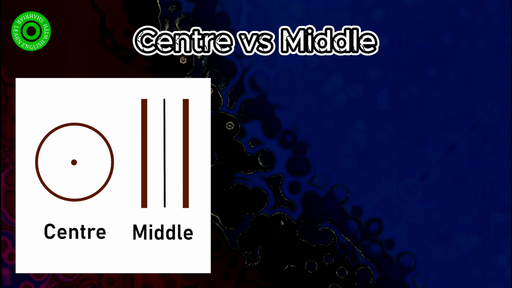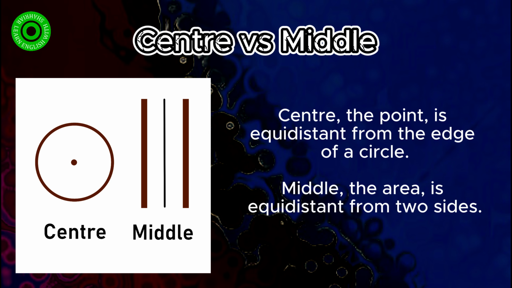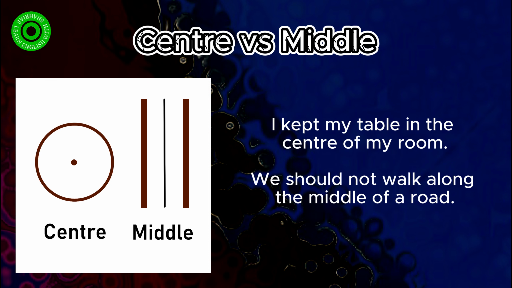Center versus middle. Center, the point, is equidistant from the edge of a circle. Middle, the area, is equidistant from the sides. I kept my table in the center of my room. We should not walk along the middle of a road.